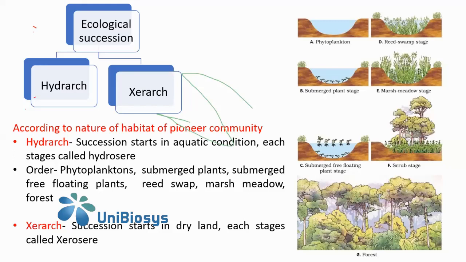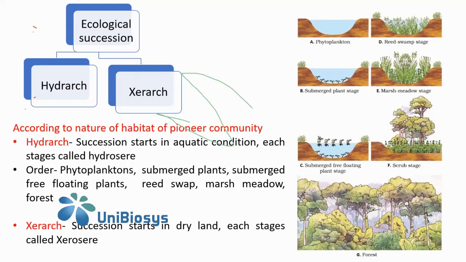So slowly this dried area, marsh meadow plants will give rise to dry soil, other plants will come, and slowly it can convert into a forest. So this is the order of the hierarchy. You have to remember this order, as they have asked it in questions. So ecological succession according to habitat we have divided into two, hydrarch and xerarch. I think this is very clear to you.